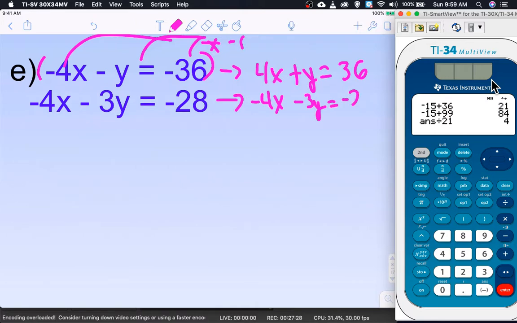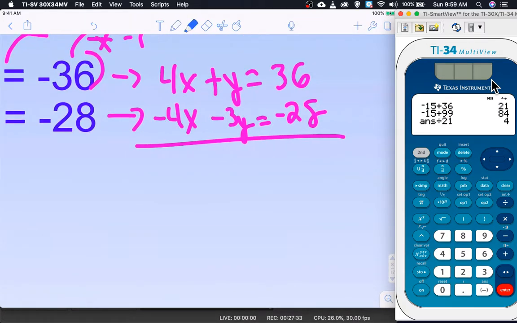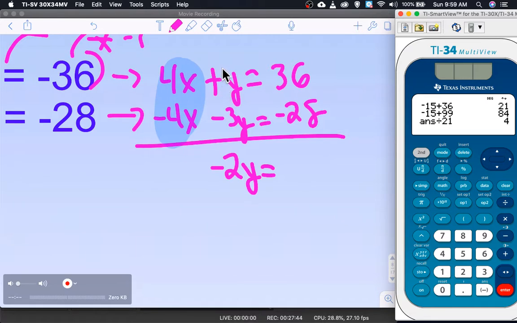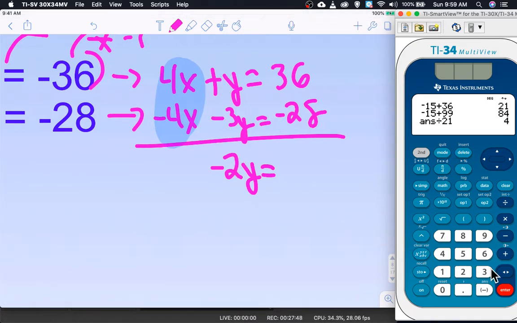-3y equals -28, and now we go. So my x's will eliminate. My y's will become -2y, because 1 plus -3 is -2. My constants, 36 plus a -28, is 8. So we divide by -2 on both sides. y equals -4.